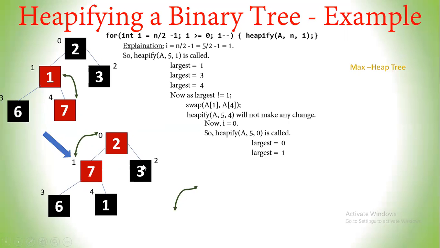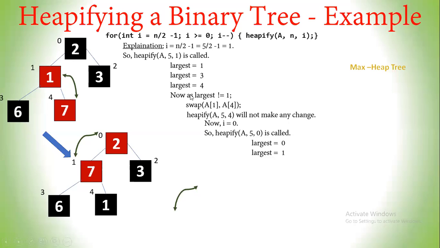So because of this, simply the right element is not greater than the largest element at the current moment. So this is the largest element at the current moment. So the right side element is not greater than this one. So largest is still with this index.